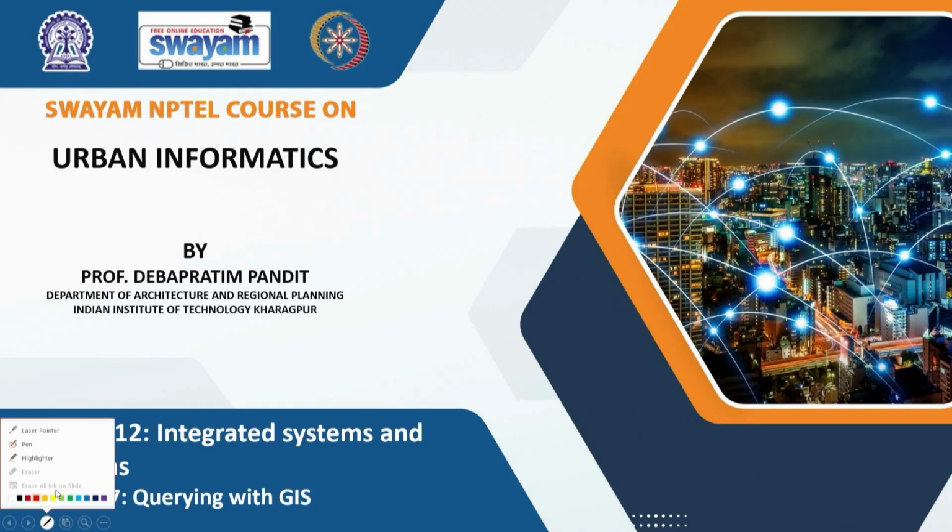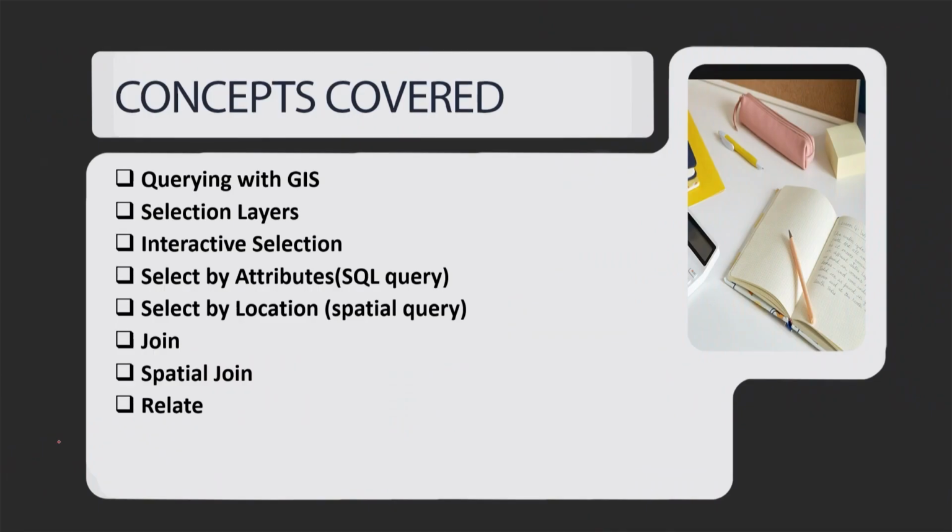Welcome back. In lecture 57, we will be covering querying with GIS. The different concepts that we will cover are: what is querying with GIS, then how to select the layers first, then interactive selection, then select by attributes, which is where you will see the application of SQL queries in GIS, and then select by location, which is also known as spatial query, which is another way of applying queries, but using the power of GIS. And then we will talk about joins, spatial joins, and relates.